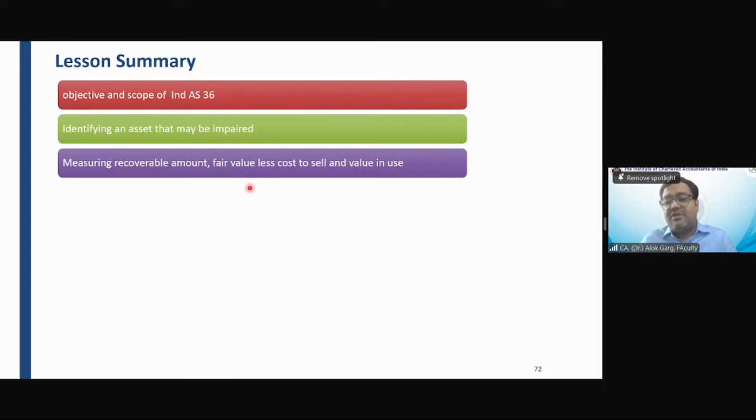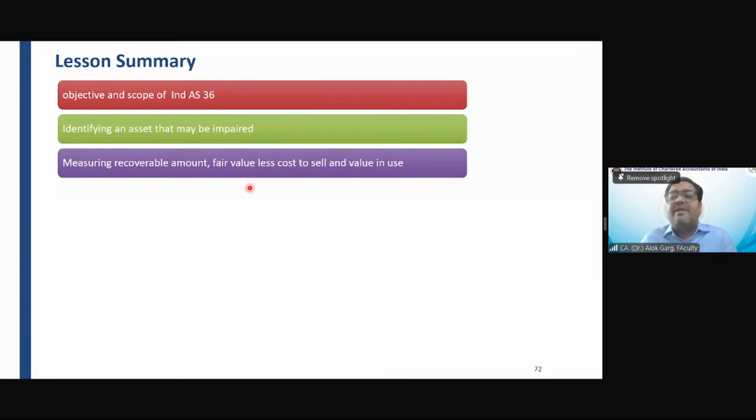The only exception is intangible asset not yet available for use, intangible asset having indefinite life, and goodwill arising in business combination. For these three assets, you are not required to check whether indicators are there or not. You have to estimate the recoverable amount. But in all other cases, you have to see if an impairment indicator exists. If it exists, you have to estimate the recoverable amount.